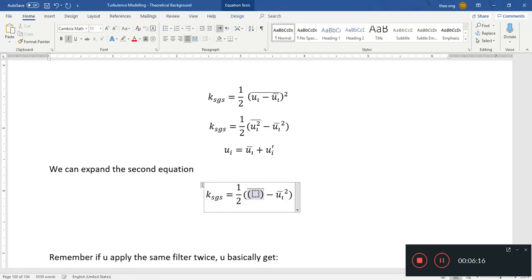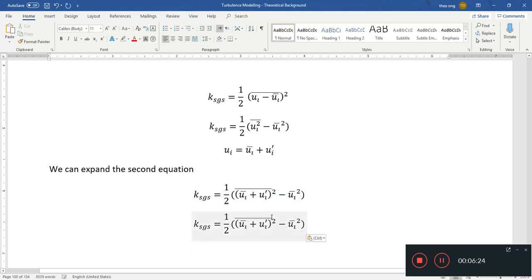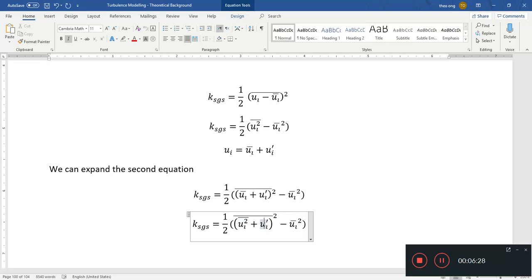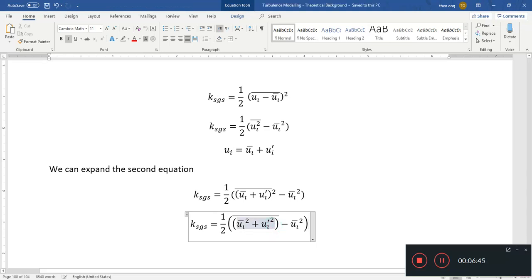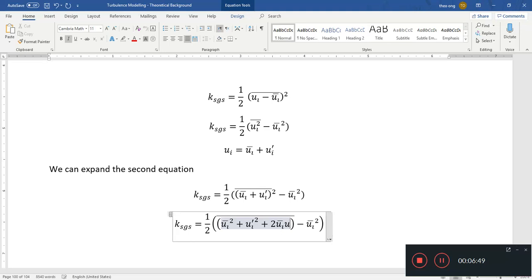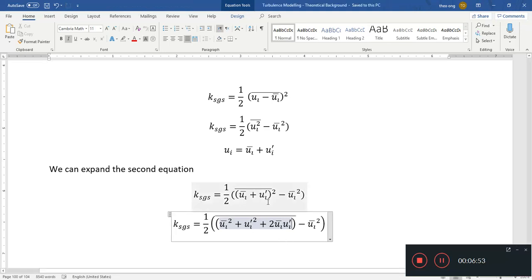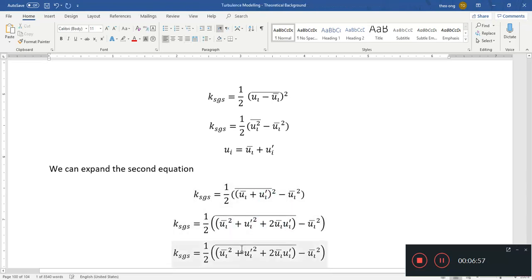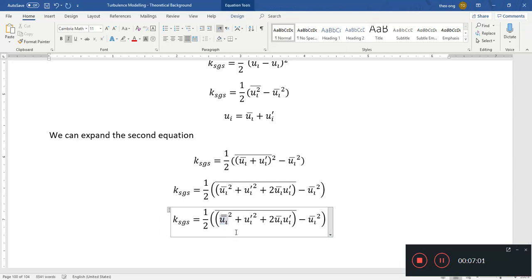Just want to see what's similar and what's different. This whole thing will be squared and filtered. So let's put this in. I'll have a square here, this whole thing should be squared, the UI prime will be squared as well, plus 2 UI bar UI prime. That's how you get this expression expanded. The filter will of course act individually upon each of them, so this one will act here, this one will act here.